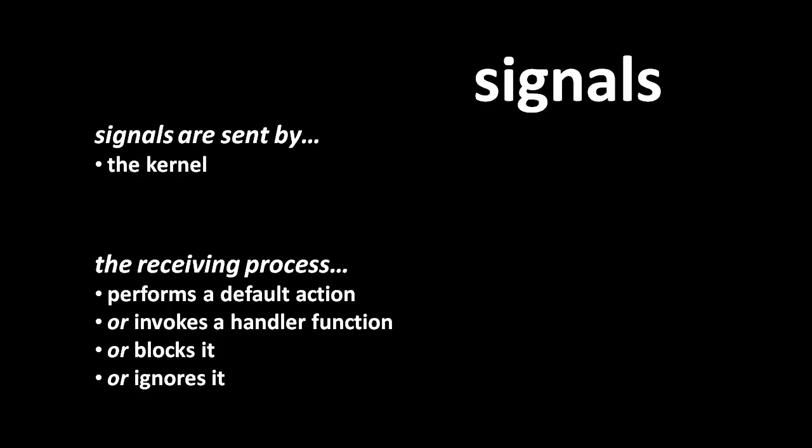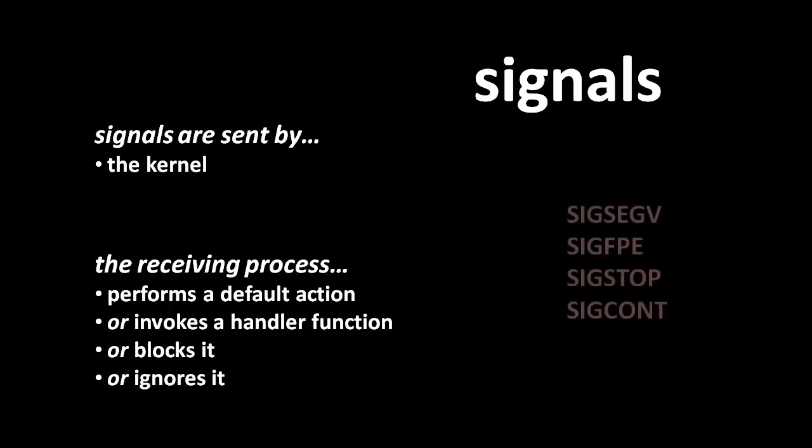Blocking here means that the signal is queued up until the process unblocks that type of signal, and ignoring here means that the signal is just discarded and totally forgotten. Now, in most modern Unixes, there are between about 30 or 40 different types of signals, and the reasons why these signals are sent vary from type to type. Many of the signals are sent in the event of some hardware event, especially some kind of error.